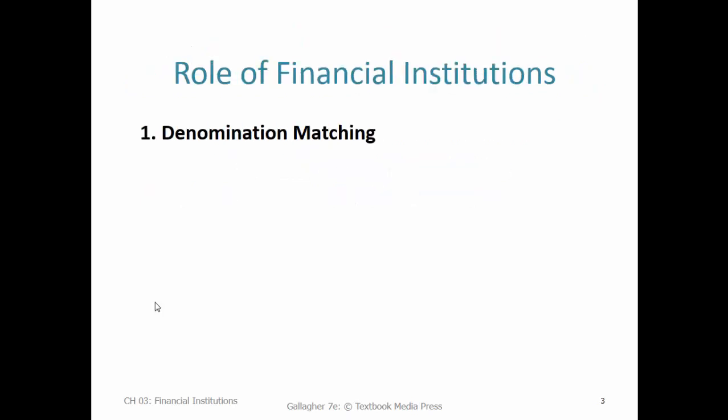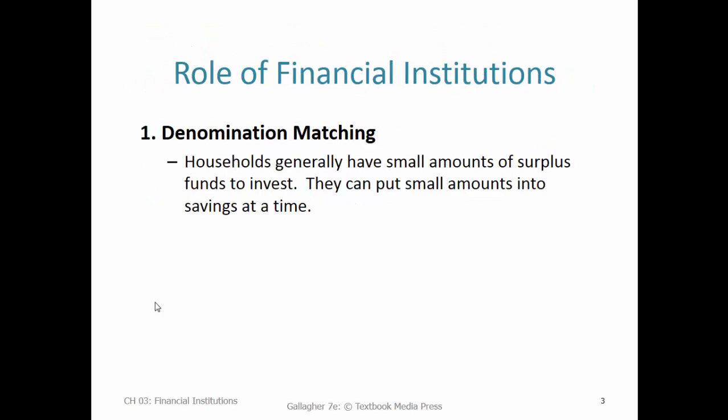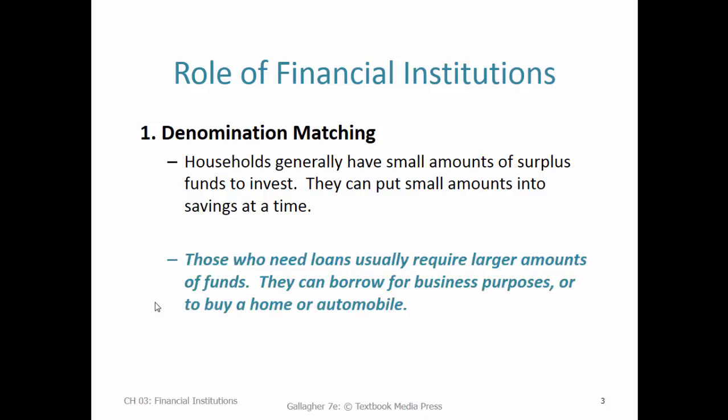First off, denomination matching. Households, we're talking about people who put money into the bank, so it could be a family unit, an individual, or a business for that matter, have relatively small amounts of surplus funds. And they put small amounts into savings at a time. A typical family or household might have a few $1,000s in the bank at any given time. People who need to borrow, businesses, or people buying a home, let's say, are going to need hundreds of thousands, if not millions of dollars.